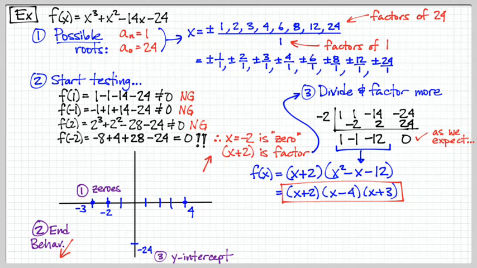We could easily extract the y-intercept. If we plug in 0 here, 0 plus 0 plus 0 minus 24, that's minus 24. And then we can connect up the dots. Okay, and it's just a sketch. It's not a perfect graph, but it gives us a pretty good idea of its behavior.